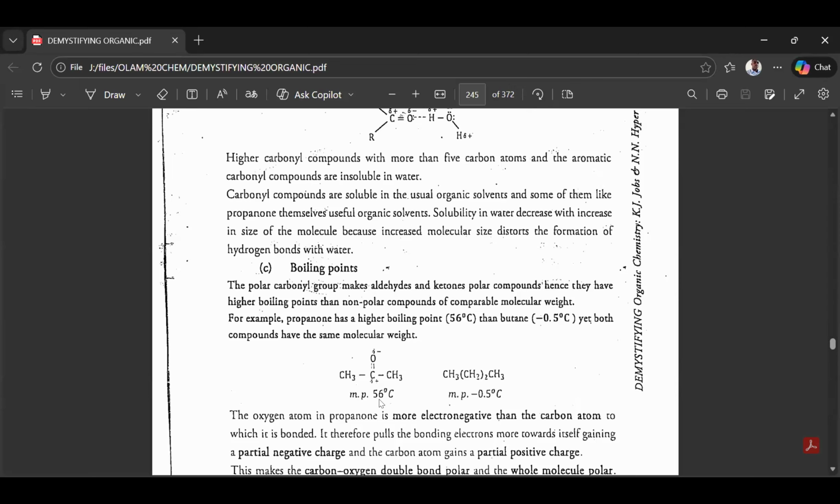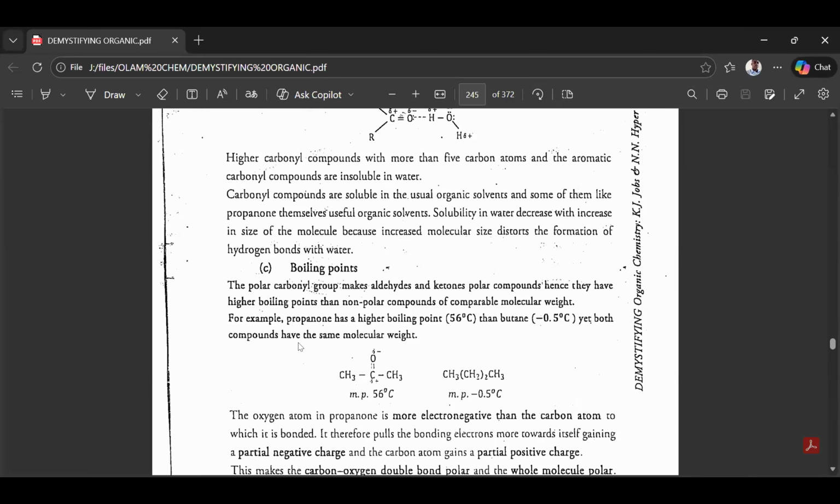So therefore, carbonyl compounds, that is aldehydes and ketones, because they are polar compounds, have higher boiling points than non-polar compounds like alkanes. For example, propanol has a higher boiling point than butane, yet they have the same molecular mass.